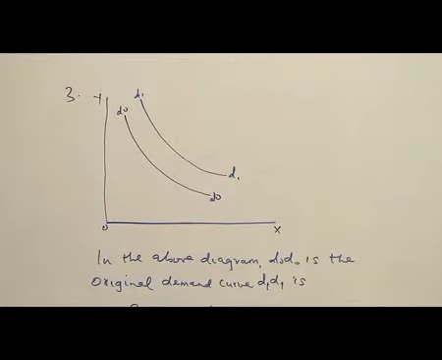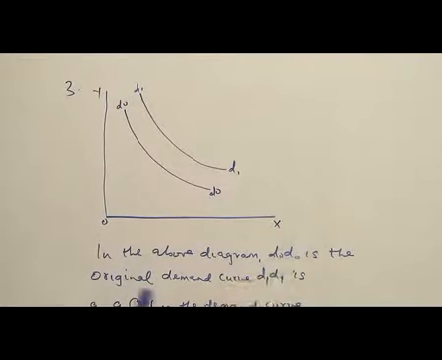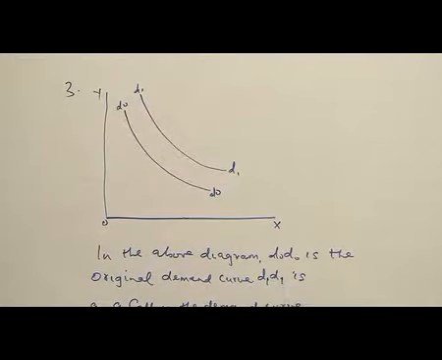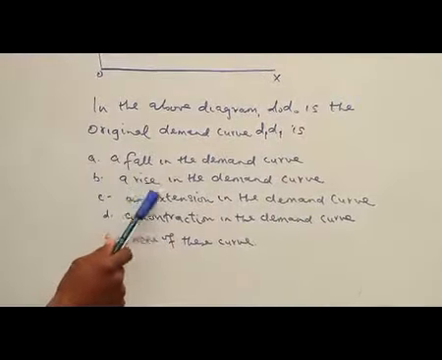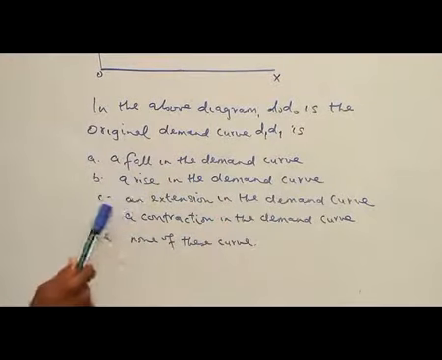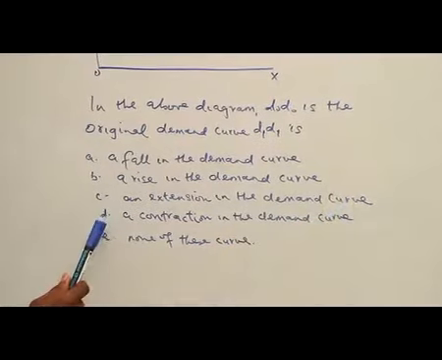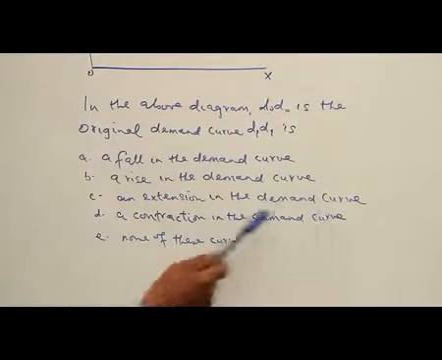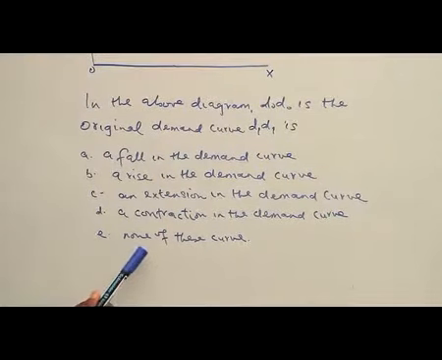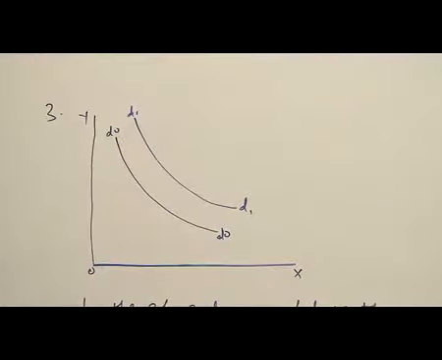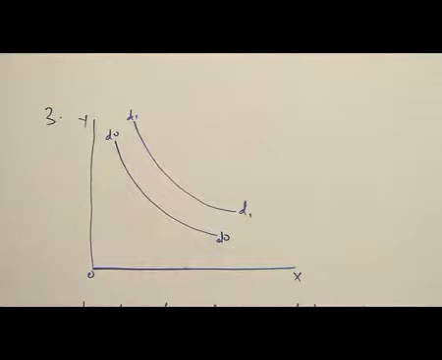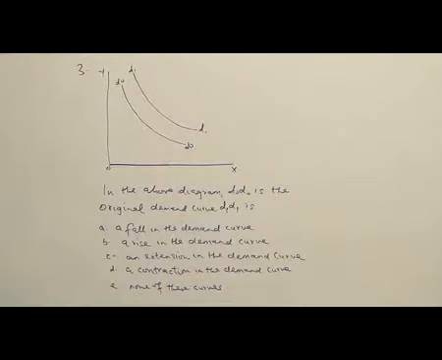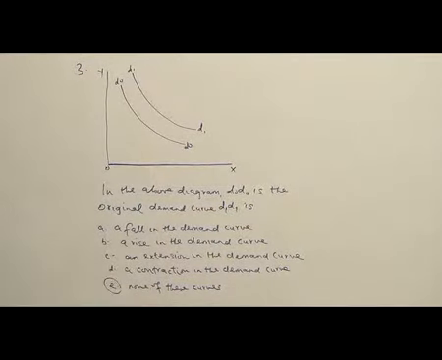From the diagram above, D0 is the original demand curve. D1 is A, a fall in the demand curve, B, a rise in the demand curve, C, an extension in the demand curve, D, a contraction in the demand curve, E, none of these. Looking at the curve very well, the demand curve shifts to the right, and this is an indication of a shift in demand, or change in demand. Therefore, the right answer is letter E, none of these.